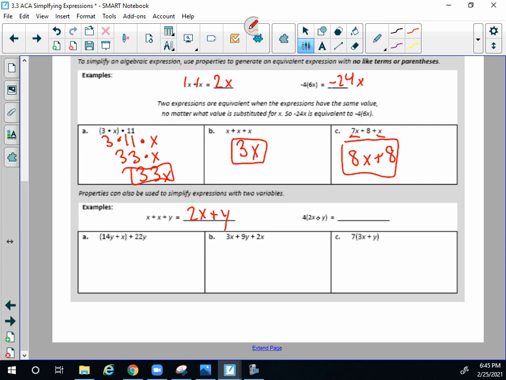Over here, we have the distributive property that we learned about not too long ago. Remember, we need to distribute that outside number to both of the terms inside. So we have 4 times 2x. 4 times 2 is 8x plus 4 times 1y, which is 4y's. And that's our simplest form because we have no more like terms.